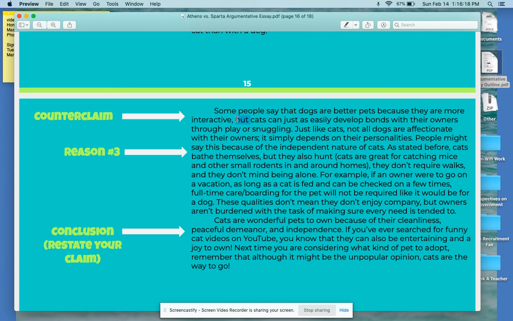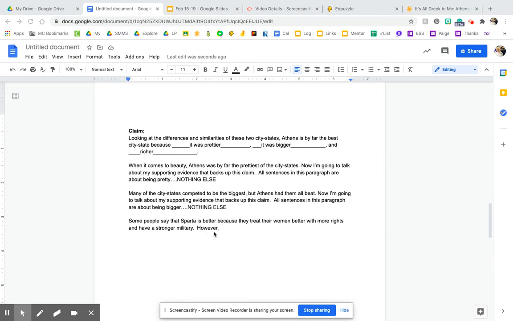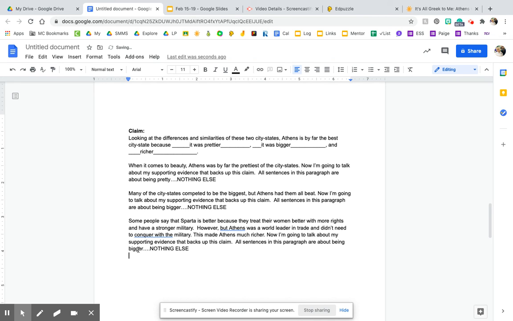Some people say, what do they say? But, boom, I go into, but Athens was a world leader in trade and didn't need to conquer with the military. Okay? There's my counterclaim. Done. Now I'm going to go into all of my supporting evidence for being richer, and I might have to lead into that. This made Athens much richer. See? And then I'm going to talk about all of that. This one's going to be about them being richer. And then I'm going to have a conclusion paragraph where I sum it all up.